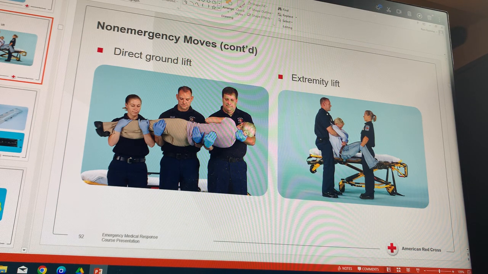Next is the extremity lift. In the extremity lift, one responder kneels behind the patient, keeping the back straight, reaches under the patient's arm and grabs the patient's opposite wrist. The second responder kneels between the patient's legs and firmly grasps around the patient's knees and thighs. On a signal from the responder at the patient's head, both responders move from a crouching position to a standing position. The responders then move the patient to a stretcher.